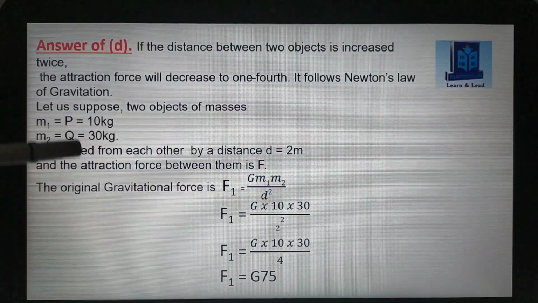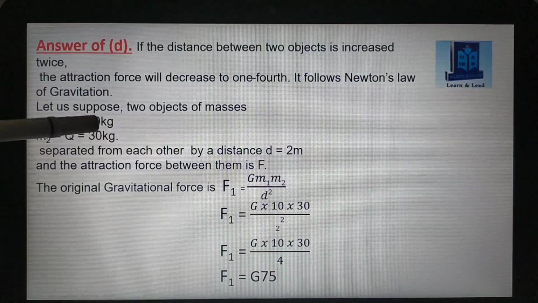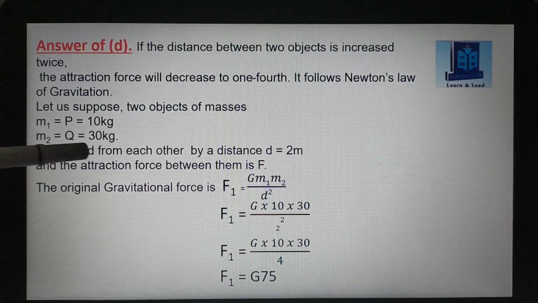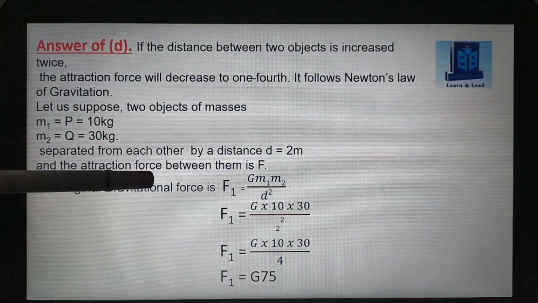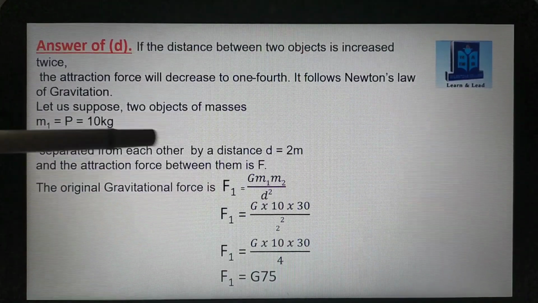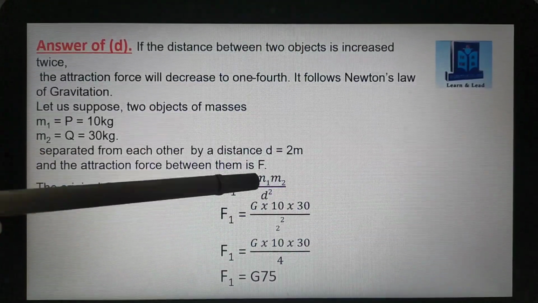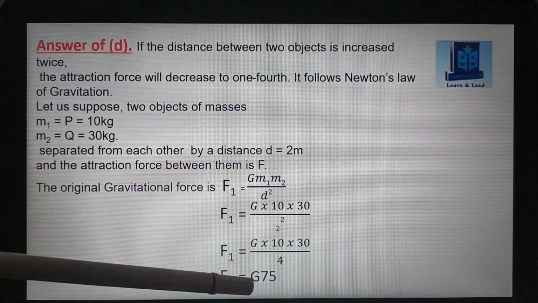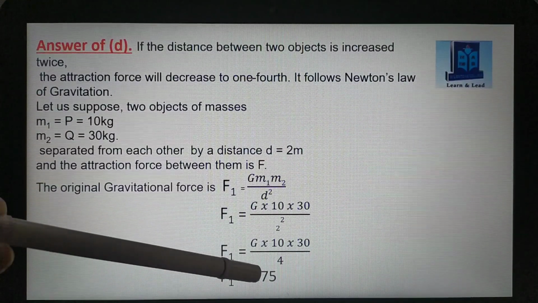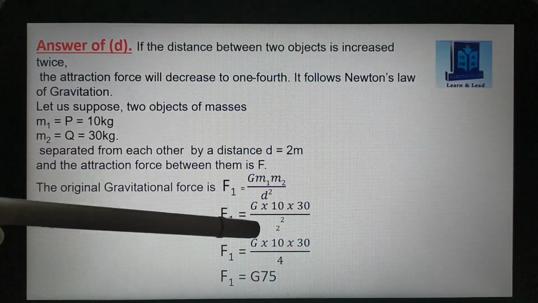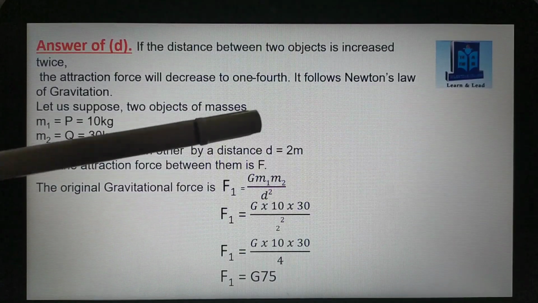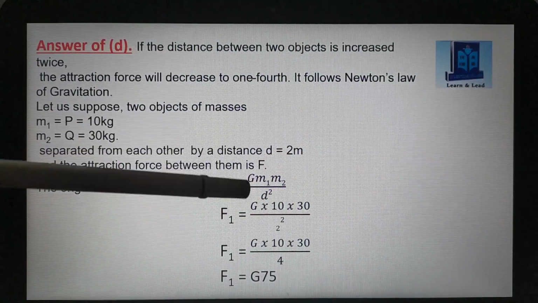Following Newton's law, we will take M1 as the mass of P, M2 as the mass of Q, and the distance d is 2 meters. We know the formula of gravitational force F. So what is the original force? By putting in these values, what original force do we get? That we have to find out. One thing to note: you must not write the value of G. Maybe you know the value, but you need not write it, because here we don't need the value of G. We want to avoid ambiguity.